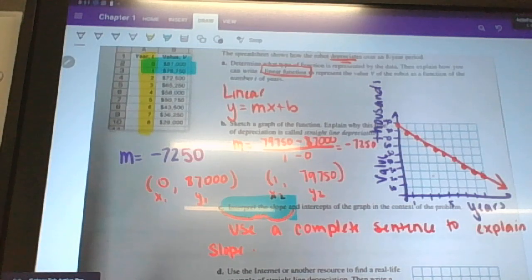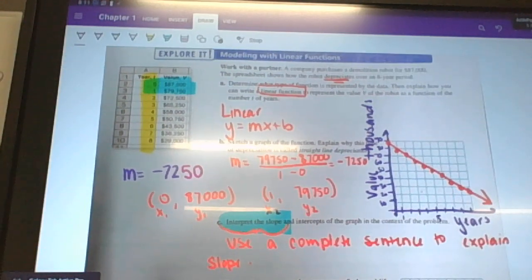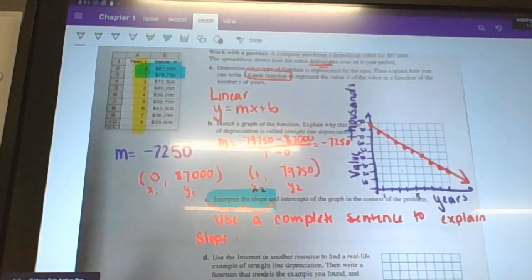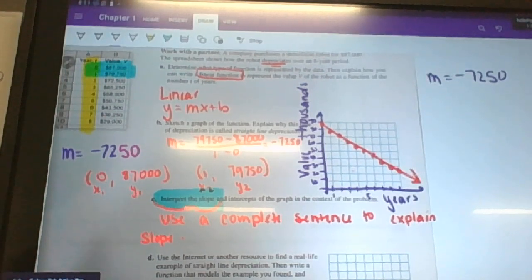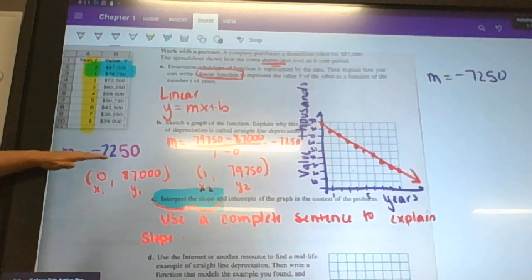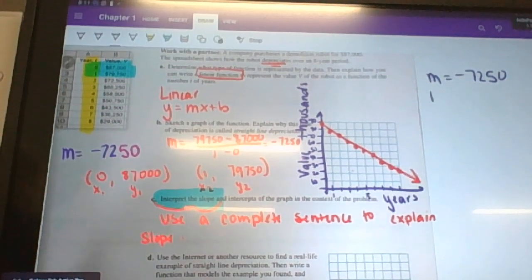So what do we think this negative 7,250 means for this robot and the business owner that's using it? Let's get a sentence down about m equals negative 7,250. Vincent, you do it. What's this number mean for this robot? The slope. Going down every year. Well said. Okay, so I'm going to just add in the value of the robot.